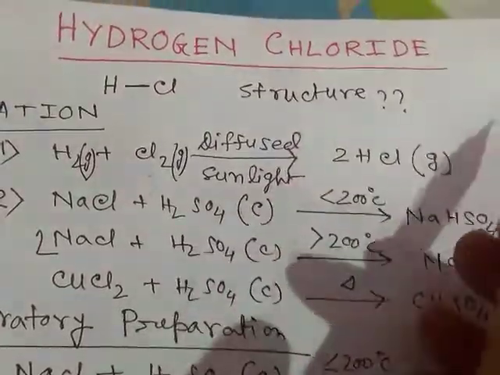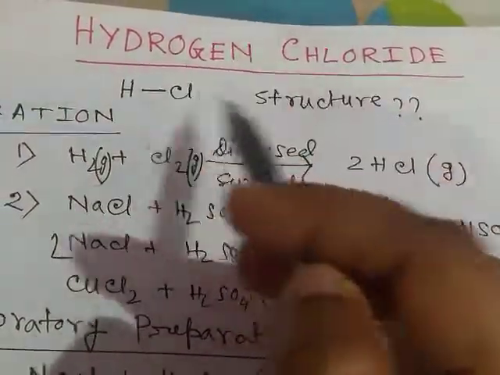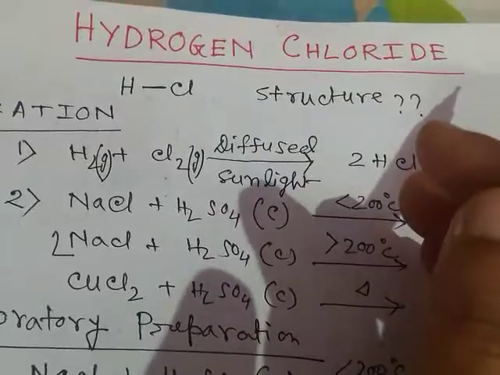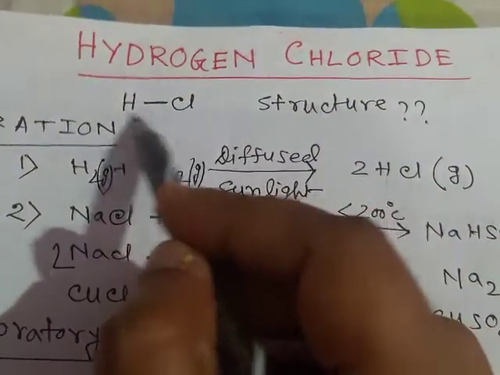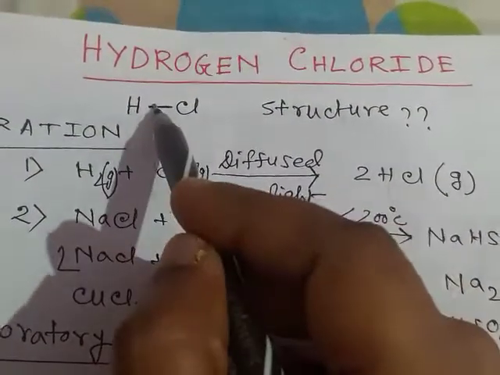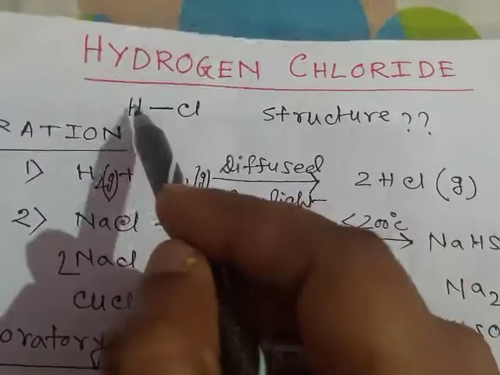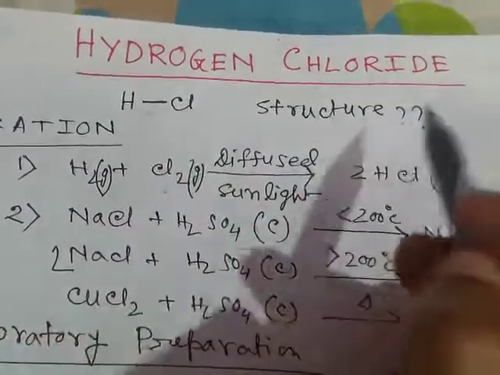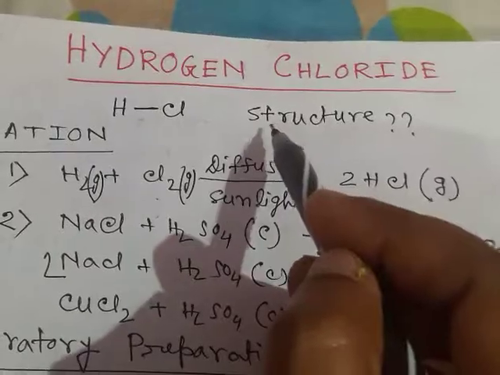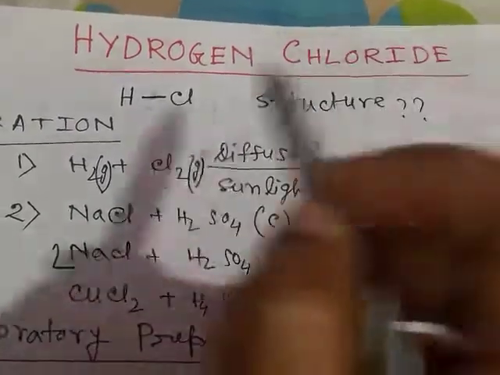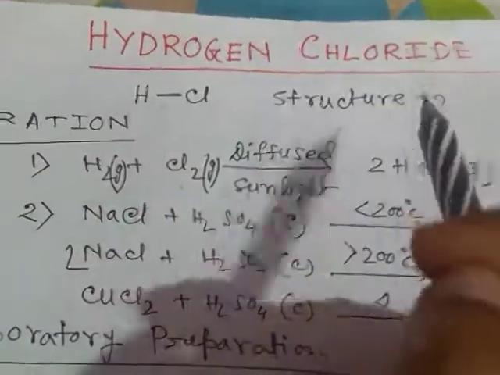Hello students, today we shall know about the compound hydrogen chloride in detail. You know, this is the structure of hydrogen chloride. There is one covalent bond between hydrogen and chlorine atom. Now draw the electron dot structure of this compound. This is your home task.